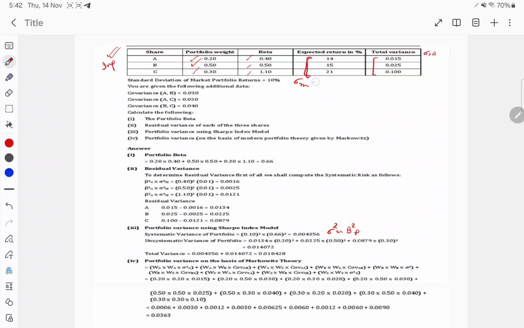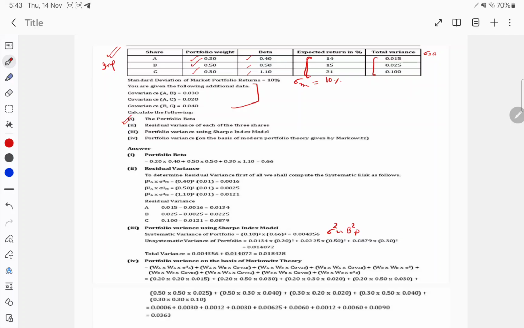Standard deviation of market portfolio is given as 10%. The various covariances between the shares are given, that is, covariance of A and B is 0.030, A and C is 0.020, and B and C is 0.040. Now you have to calculate the portfolio beta. The first is portfolio beta. Now let's start with the calculation of portfolio beta.